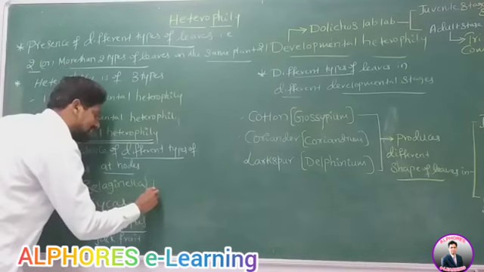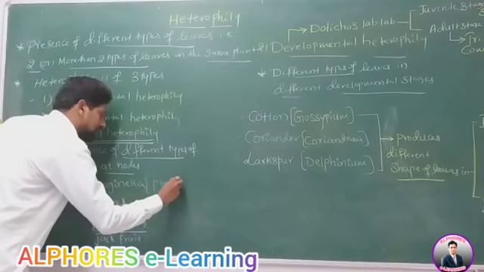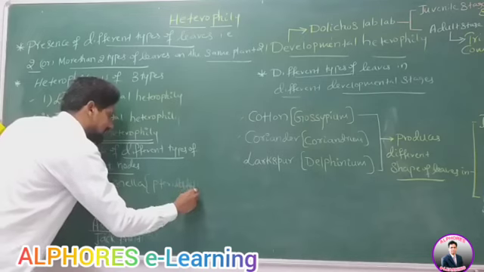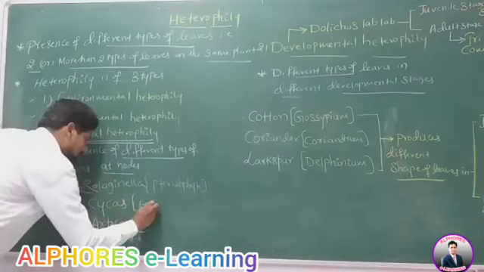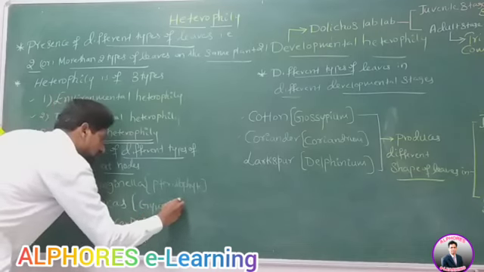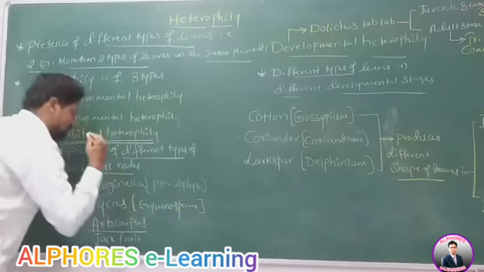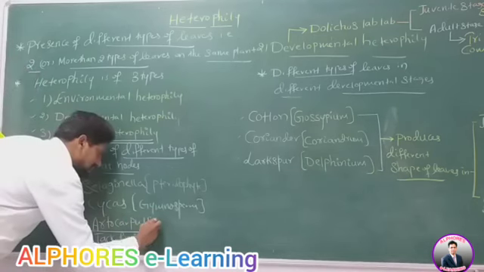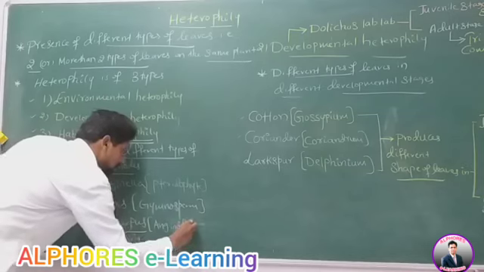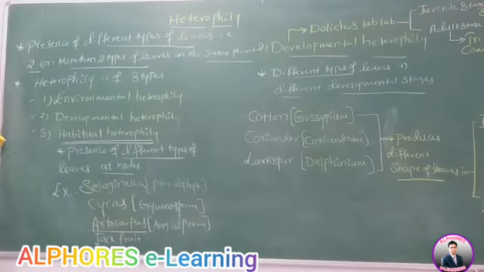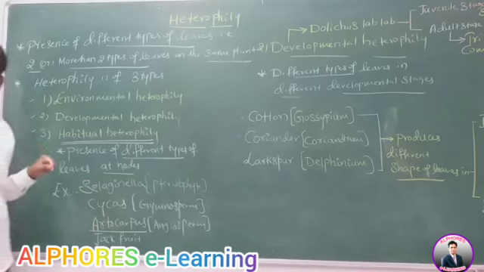Selaginella is a pteridophyte. Selaginella is what, sir? It is a pteridophyte. Whereas Cycas is a gymnosperm. Cycas is what, sir? Gymnosperm. Whereas Artocarpus is an angiosperm. Artocarpus is what, sir? Angiosperm. Is this statement okay? Right? Therefore, heterophily is of three types: environmental heterophily, developmental heterophily, habitual heterophily. Is it okay? Right?